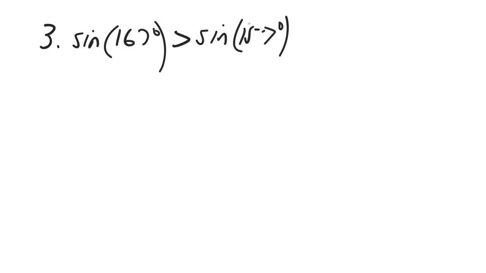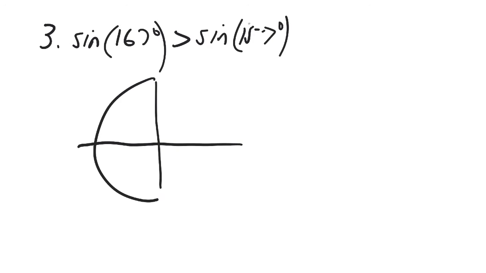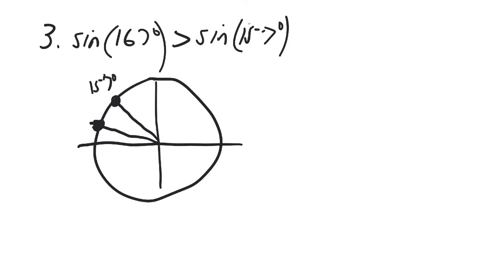I think most of you found number 3 to be the most challenging problem of the Kahoot. This was a true or false statement, whether the sine of 167 is larger than the sine of 157. Well, again, 167 is roughly here, and 157 is before that. And the question is, what are you comparing? Well, the sine gives you the y-coordinate. This y-coordinate is higher than the other y-coordinate, so this is another false statement.